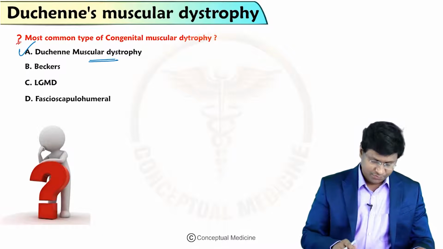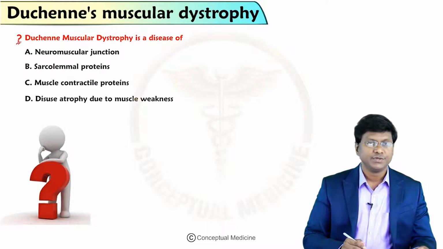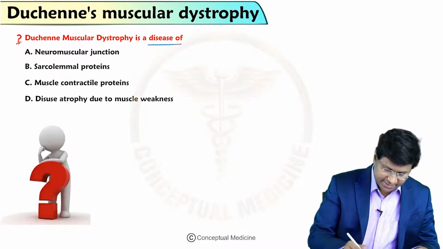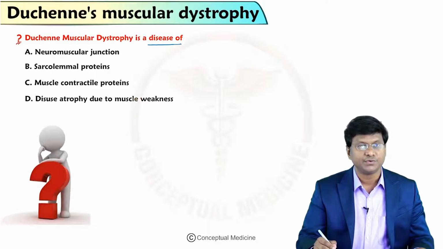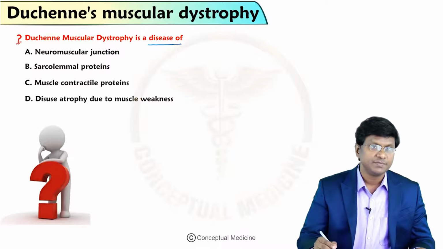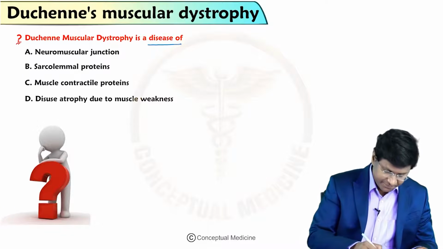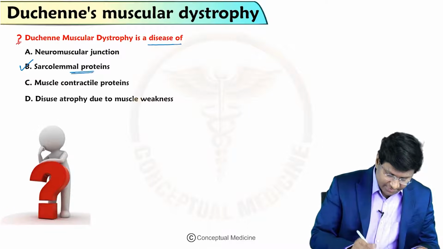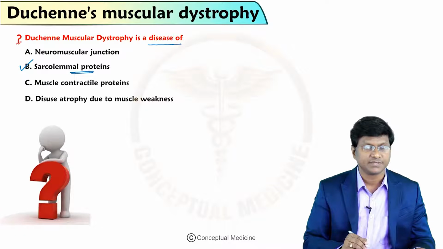And you need to know what exactly is the problem in the Duchenne muscular dystrophy. Duchenne muscular dystrophy, it is a disease of neuromuscular junction, sarcolemmal proteins, muscle contractile proteins, disuse atrophy due to muscle weakness. So let me tell you, the Duchenne muscular dystrophy is a disease of the sarcolemmal proteins, right?